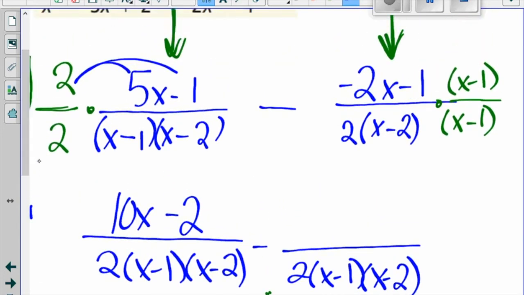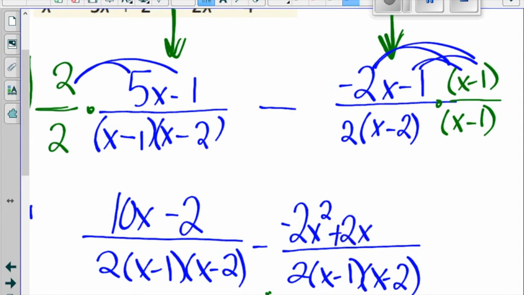Scroll up a little bit. Now here we are going to have to distribute through. So we're going to do negative 2 times x, which will give us negative 2x squared. We'll have to do negative 2 times negative 1, which would be plus 2x. And negative 1 times x would give us negative x. And then negative 1 times negative 1 would give us plus 1. So when we multiply this through, we get negative 2x squared plus 2x minus x plus 1.